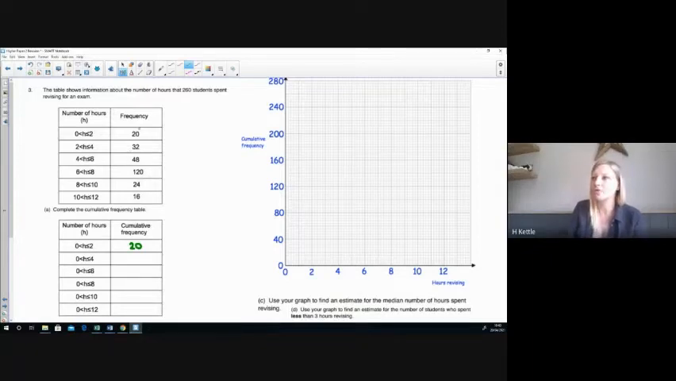So we want all of these people in both categories. So we're going to add on the next number. So 20 add 32 is 52. So that would go there.